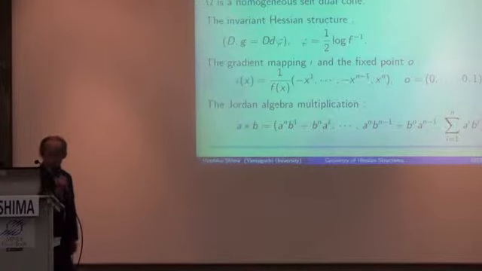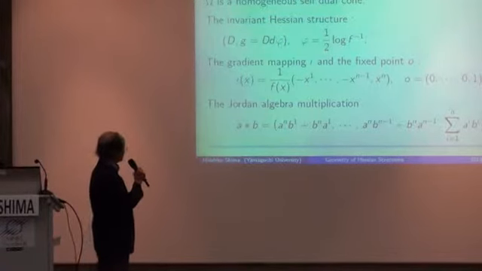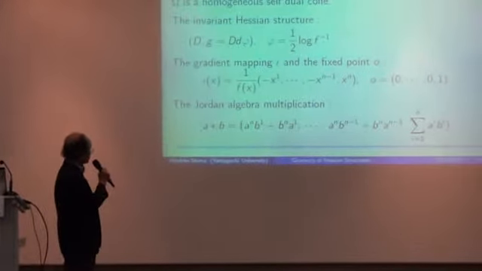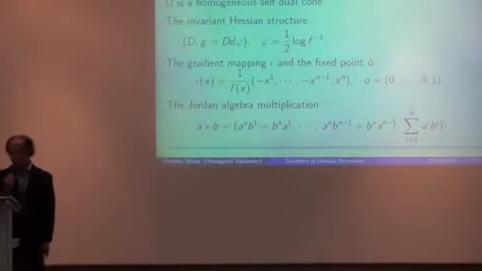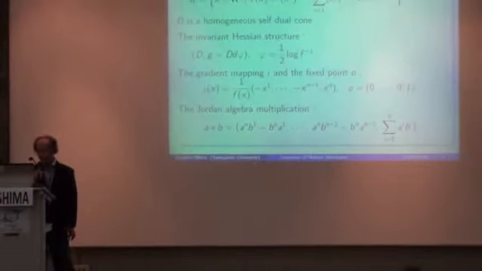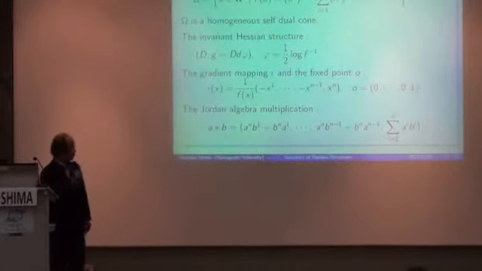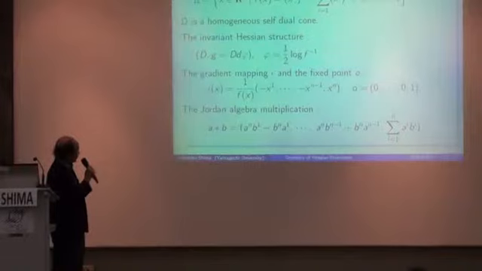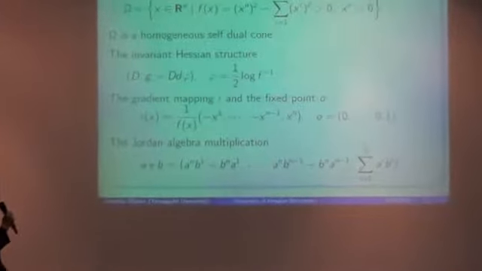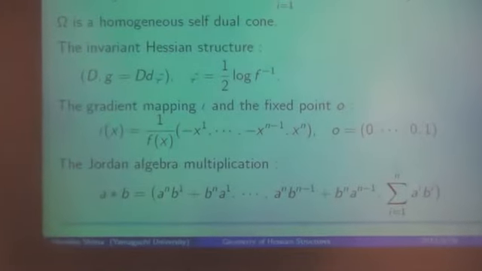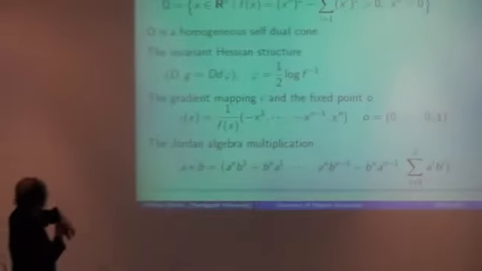Then the Jordan algebra multiplication is given by this formula. This is a typical case of the spherical cone and Jordan algebra, with the gradient mapping and fixed point.